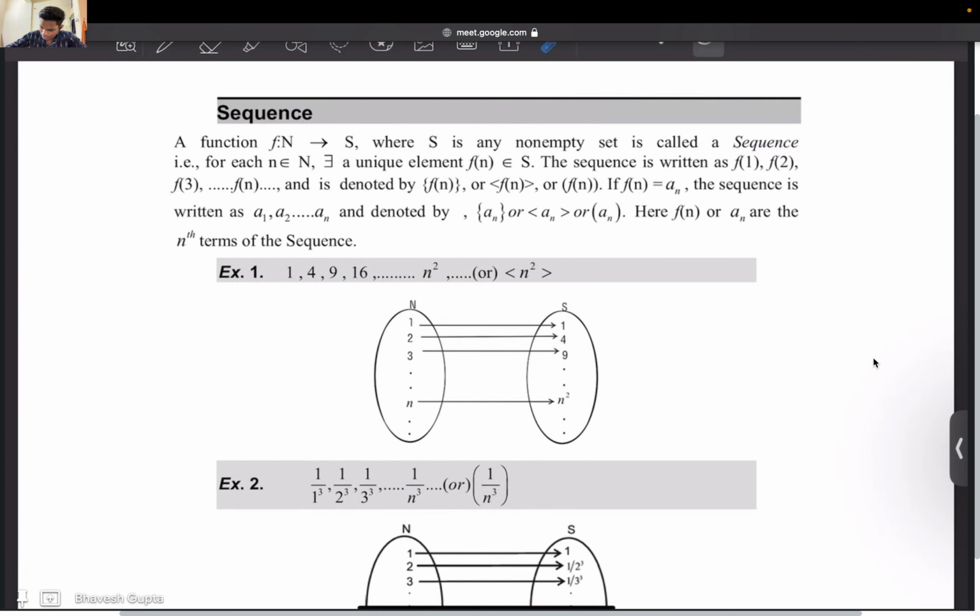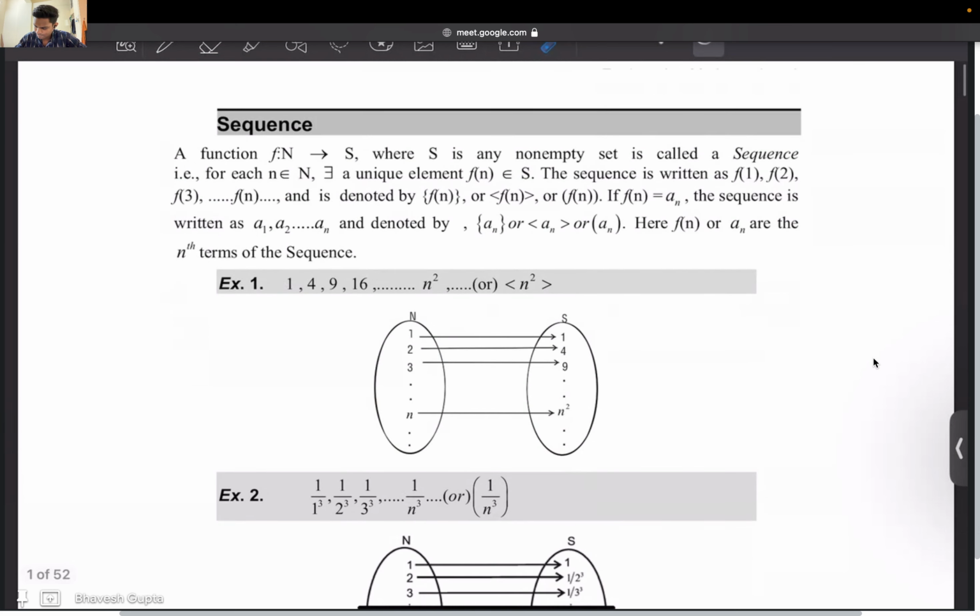Just a minute. Actually, my pencil is not charged here. Wait for a while.